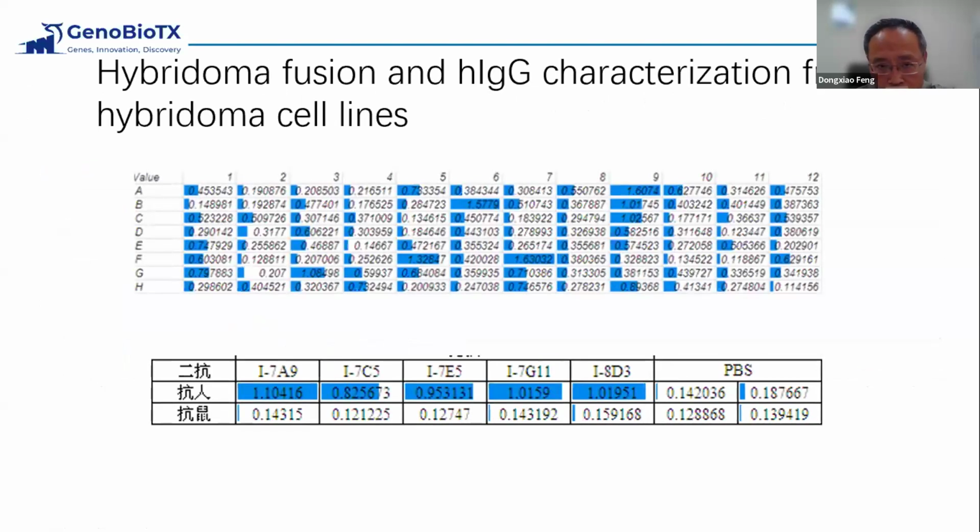Then we try to develop hybridoma from those cells using the same antigen. From here, you can see from one plate, there are quite a lot of positive clones in a 96-well plate. Finally, we identified 5 positive hybridoma cell lines, which can secrete human antibody against the antigen we used, compared with that of a PBS negative control, which means that we have successfully developed the fully human antibody transgenic mouse platform for therapeutic antibody development.